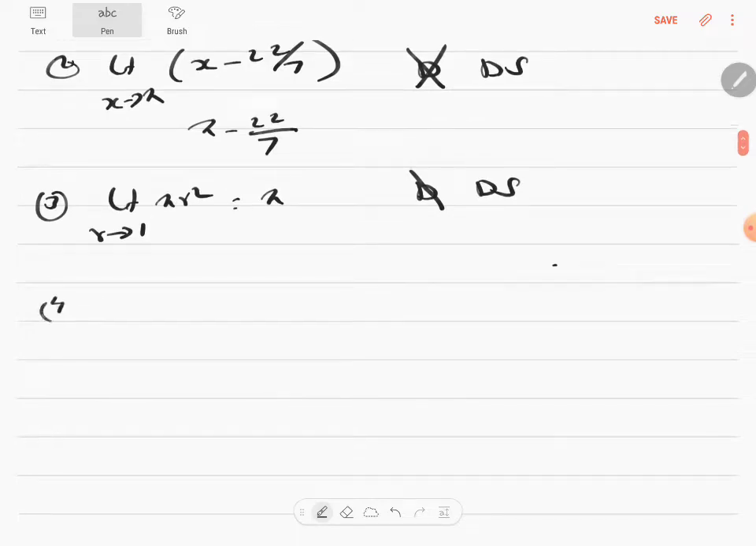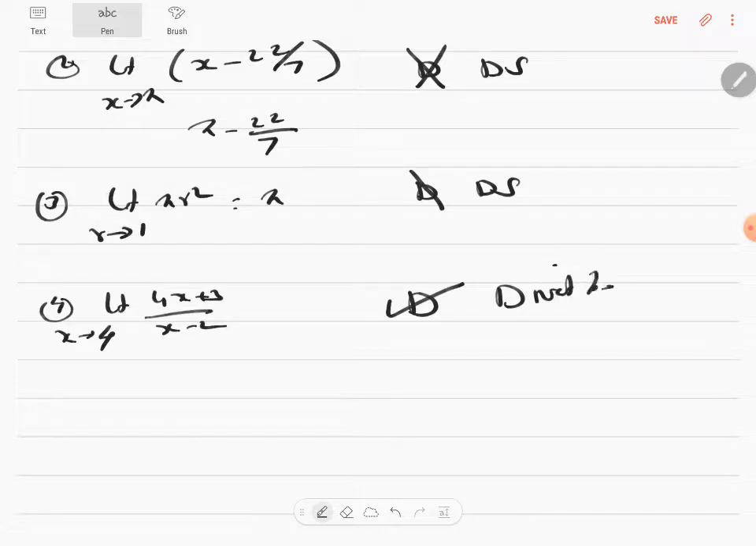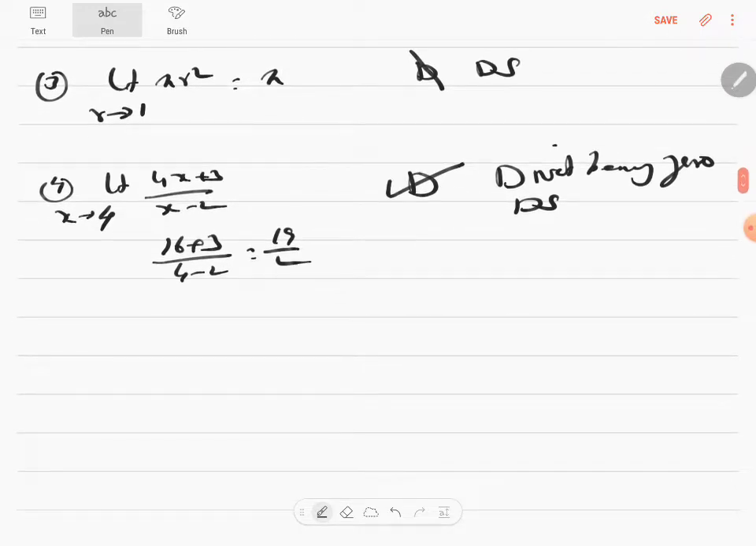So let's go to fourth question. Limit of 4x plus 3 by x minus 2, limit x tends to 4. There's a denominator here. So far there was no denominator, but now there is a denominator. But is the denominator becoming 0? No. Denominator is not becoming 0. So direct substitution. If the denominator does not become 0 also, direct substitution. 16 plus 3 by 4 minus 2 is 19 by 2. So you must ask yourself these questions, okay?